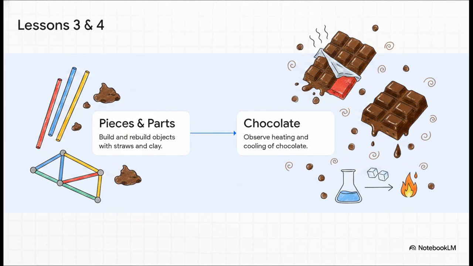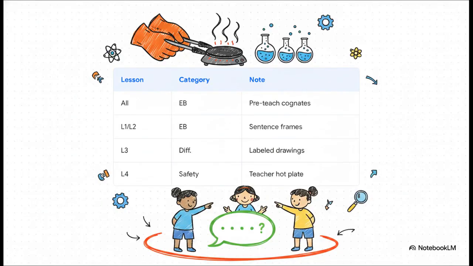For Lessons 3 and 4, we move into Systems and Matter. In Pieces and Parts, students use 6 straws and some clay to build a system, trade it, take it apart, and build something entirely new with those exact same parts. Then, we have the highly anticipated Change the Chocolate Lab, where they get to actually observe the melting and hardening of chocolate. So, the absolutely crucial point for classroom management here is strictly following the Lesson 4 safety rules.